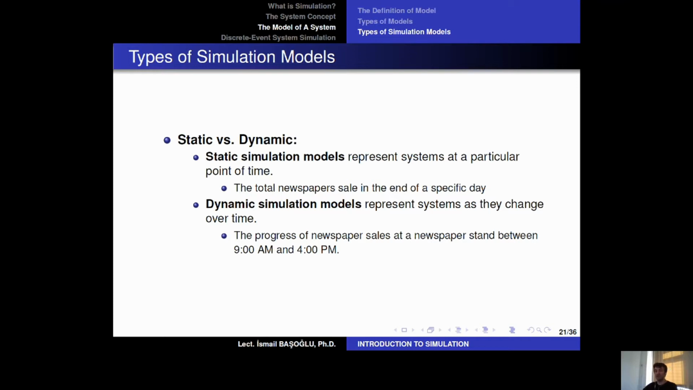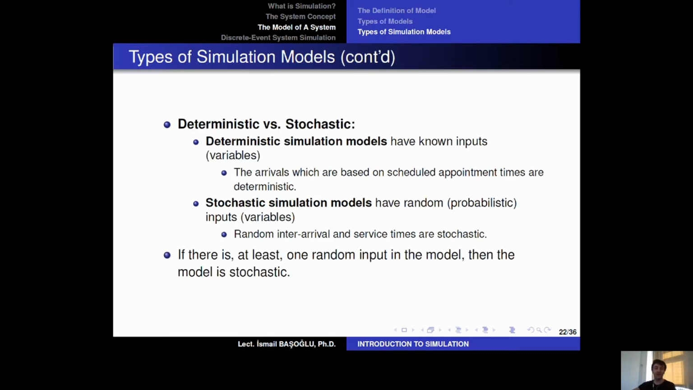But in dynamic simulation models, we represent systems as they change over time. The system variables are changing dynamically over time, and we are interested in observing these changes. For example, the progress of newspaper sales at the newspaper stand between 9 a.m. and 4 p.m. At which hours are the customers coming more frequently? If we are interested in observing these kinds of behaviors, then we need to build a dynamic simulation model, a model which is observable through time. Okay, so that is the difference between a static model and a dynamic model.